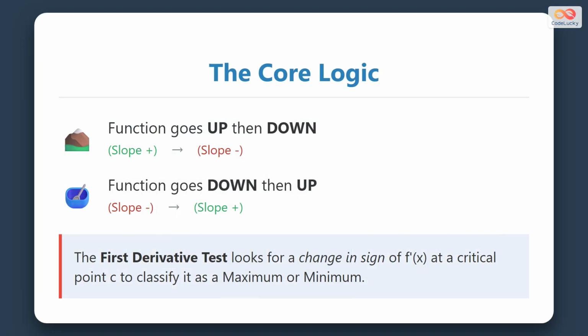The first derivative test is based on a simple idea. If a function goes up and then down, it must have peaked at a maximum. If it goes down and then up, it must have bottomed out at a minimum. We are looking for a change in the sign of the slope.